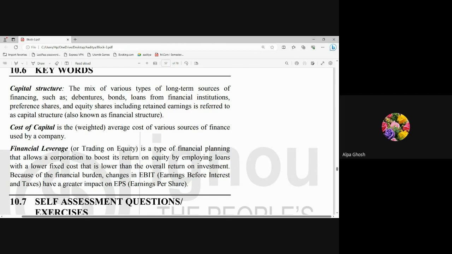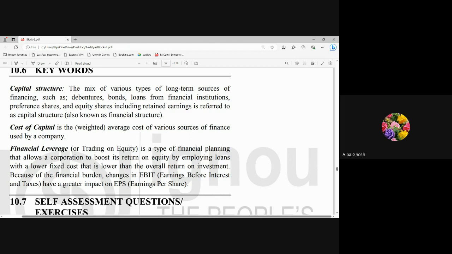I have explained what capital structure is. It is the mix of various types of long-term sources of financing. It is the combination of debt-equity ratio, where we take care of all the sources available for debt financing and all the sources available through equity financing. Cost of capital is that aspect of cost which is required to raise the funds using various sources of finance. And financial leverage is trading on equity.